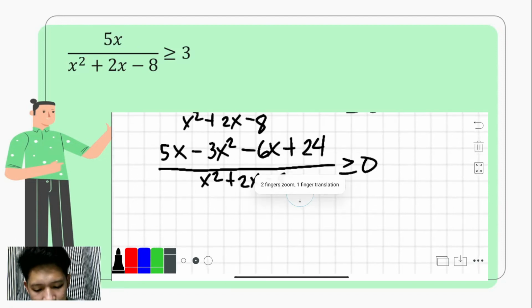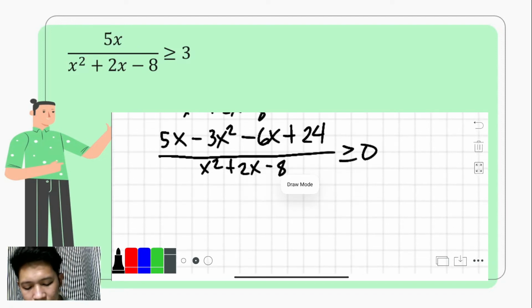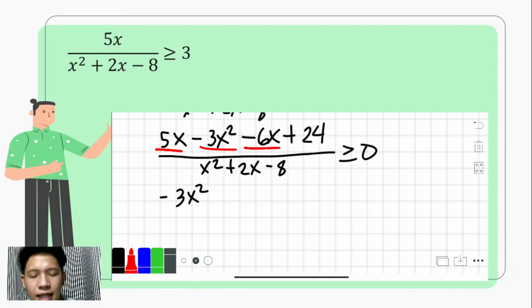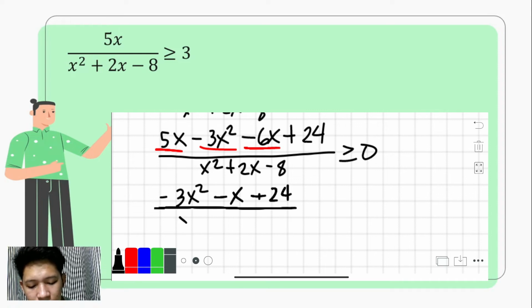And then, simplify pa ulit natin. So, we have here, since wala naman itong kamuka, so that becomes negative 3x squared. And then, we have 5x plus negative 6x. That is negative, actually that's negative x. Alright, so we have here negative x. Then plus 24 over x squared plus 2x minus 8 is greater than or equal to 0.